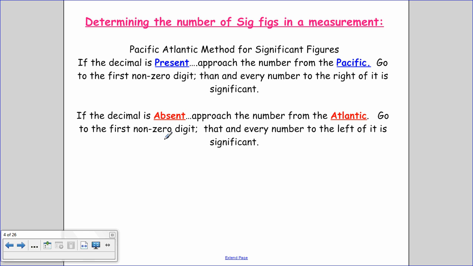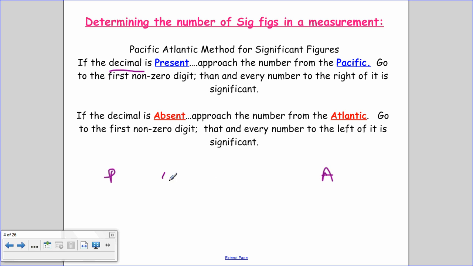All right, so I've been talking about sig figs, and I actually taught some of you guys the Pacific and Atlantic method, which is a really easy way to remember how to count significant figures in a measurement. In this method, if there is a decimal present in the number or the measurement, you approach from the Pacific when counting your sig figs. If we have the United States, we know the Pacific is over here and the Atlantic over here in terms of the oceans.